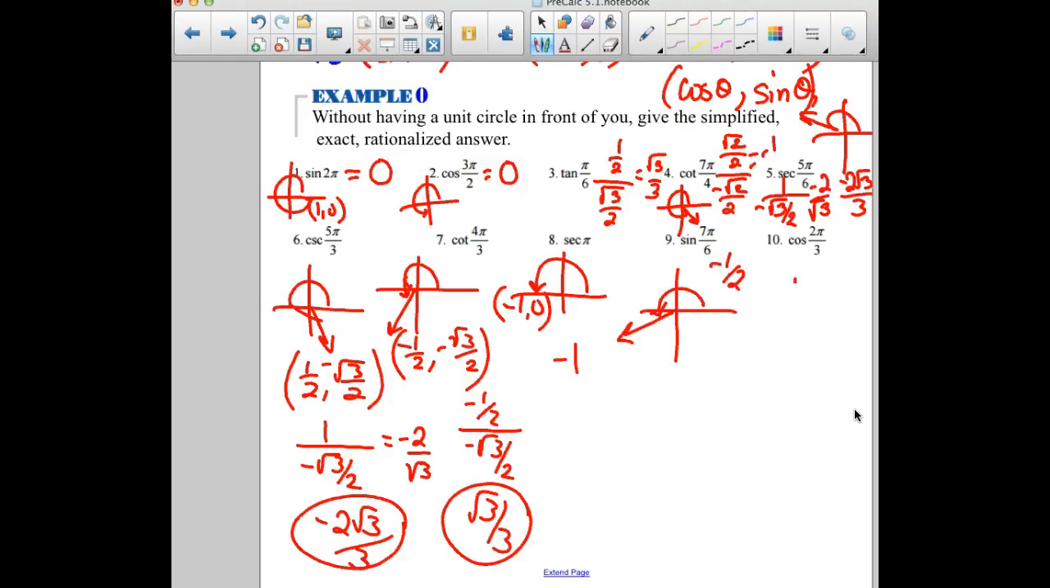And cosine of 2 pi over 3, we're over here. So we have a pi over 3 reference angle. Using our pi over 3's, we need cosine, which is our x coordinate. So our cosine in that quadrant is negative, so negative 1/2.